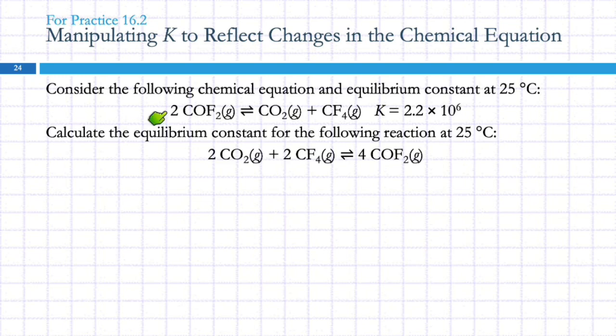So what happened to get this equation to that equation? We've got it multiplied by 2. Yeah, because this here, COF2 was multiplied by 2, and here it's multiplied by 4. These both had coefficients of 1, and now these are coefficients of 2. So what we've done is we multiplied by 2, and so that means we do what to the equilibrium constant? Raised to power of 2.